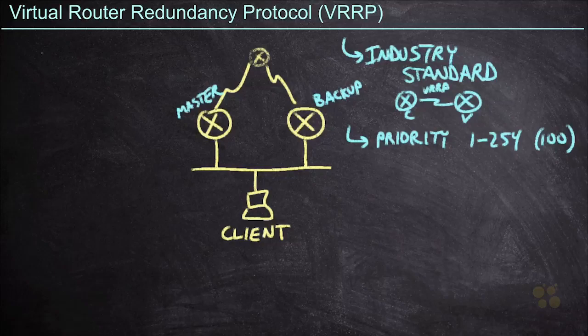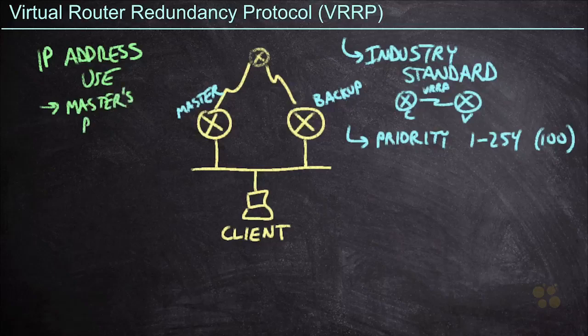Specifically, we can save IP addresses in VRRP. This is tied to a concept in VRRP that allows us to use the master's physical IP address as our virtual IP. Here's how this works. In our scenario with HSRP, we assigned .2 and .3 to these routers, and we said we were going to share .1 as the default gateway.